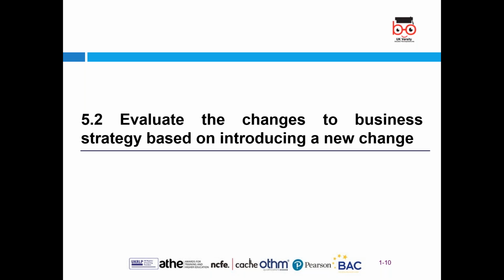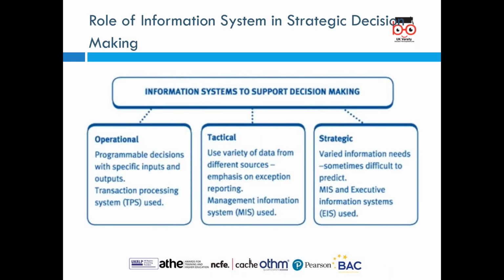Now we are going to look into how to evaluate these changes to business strategy based on introducing a new change. So we need to understand how these strategies are really important for information systems to support decision making. We can look into how they're divided into operational, technical, and strategic aspects, where each of them has their own key role within the organization.